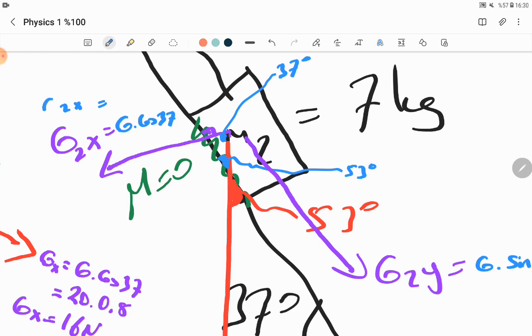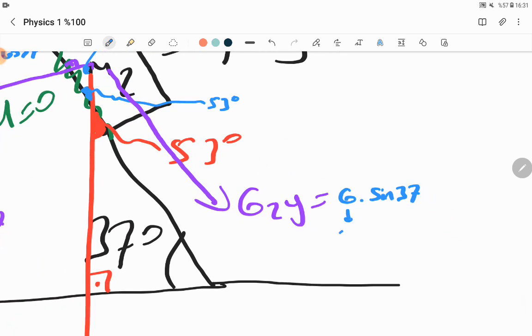forces, the g2 force's x projection is 70 times cos 37, equal to sin 53, equal to 56 Newton, and also the y projection is equal to 42 Newton. Yes.